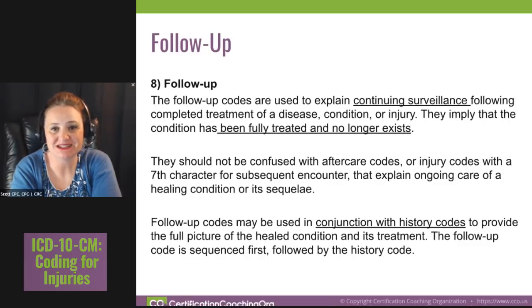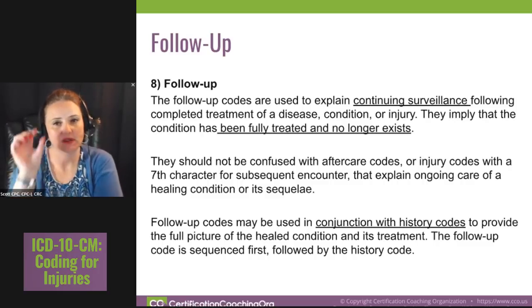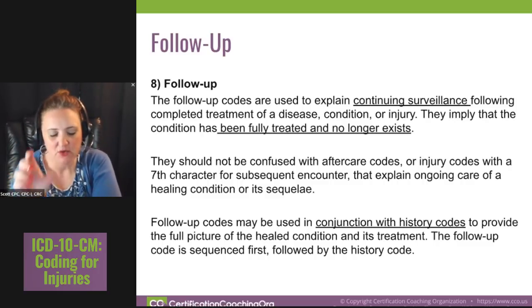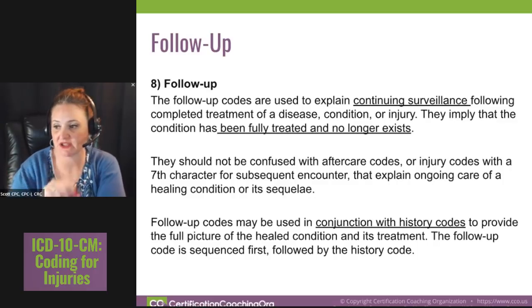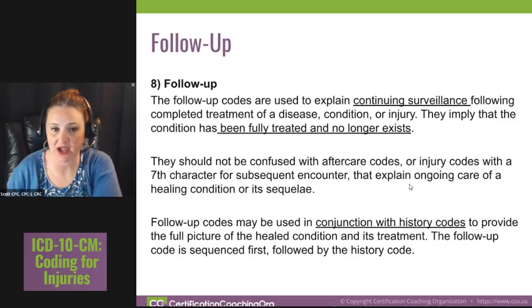In those instances, the sequencing of the code is the follow-up. Why is the patient being seen? The patient isn't being seen because of a current fracture. The patient's being seen in follow-up. Now, keep in mind, when I'm going through all this, remember, we are only talking about injury codes. Don't confuse that with other situations to do with follow-up on your osteoporosis or follow-up on your diabetes, things like that. Okay, we're specifically talking about injuries and how they're applicable.